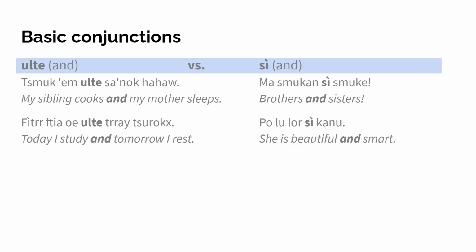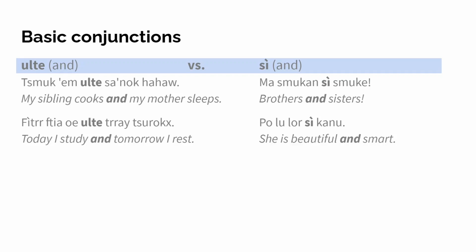So a good test that I personally find is if the 2 things that ulte connects also work on their own, then you probably need ulte, because I can say tsmug, the sibling cooks, and taweyka, the mother sleeps. By the way, you note that I didn't use a weya or way in here for my, but usually it's implied that you speak about my sibling and my mother. But also for the second one, ftxey, today I study, tomorrow I rest. So these elements also work on their own.